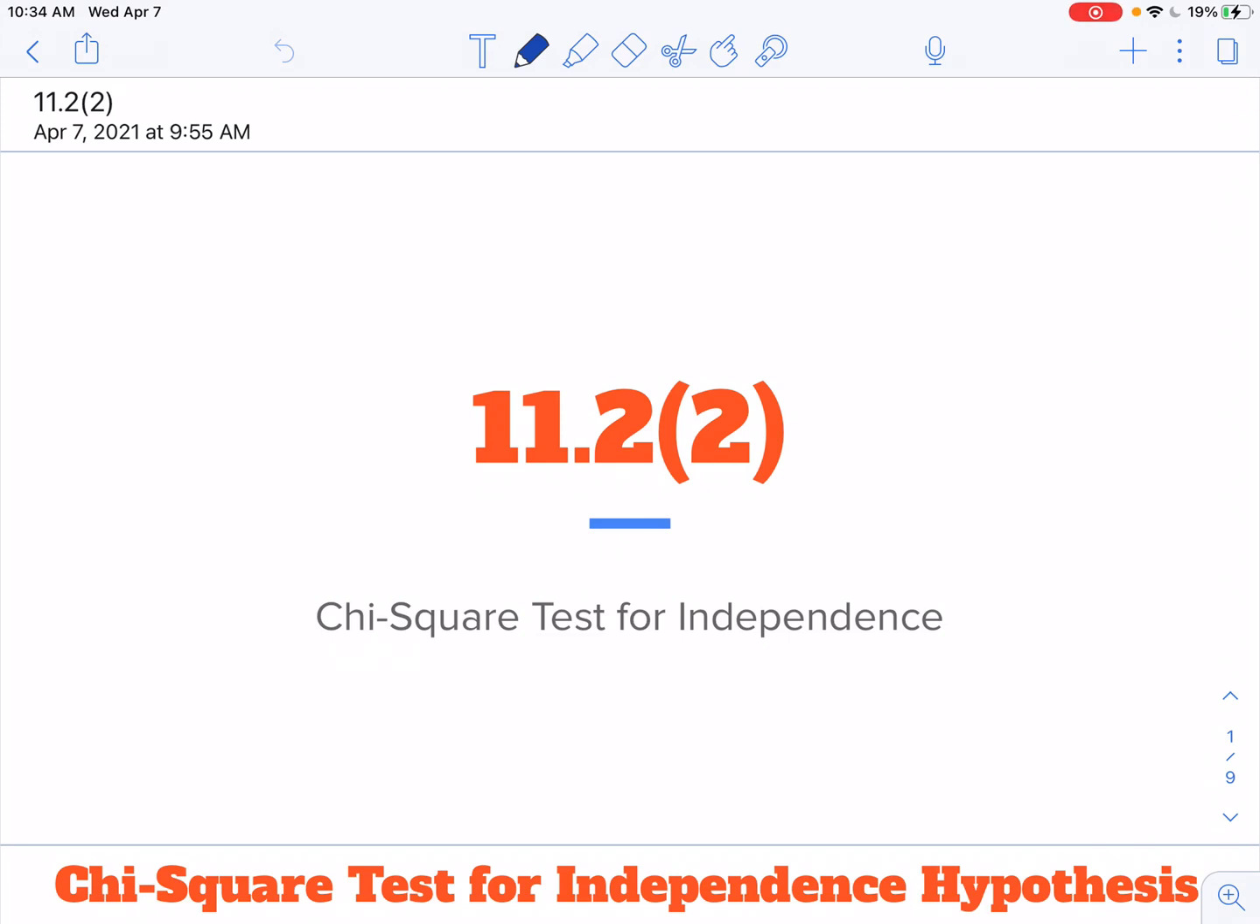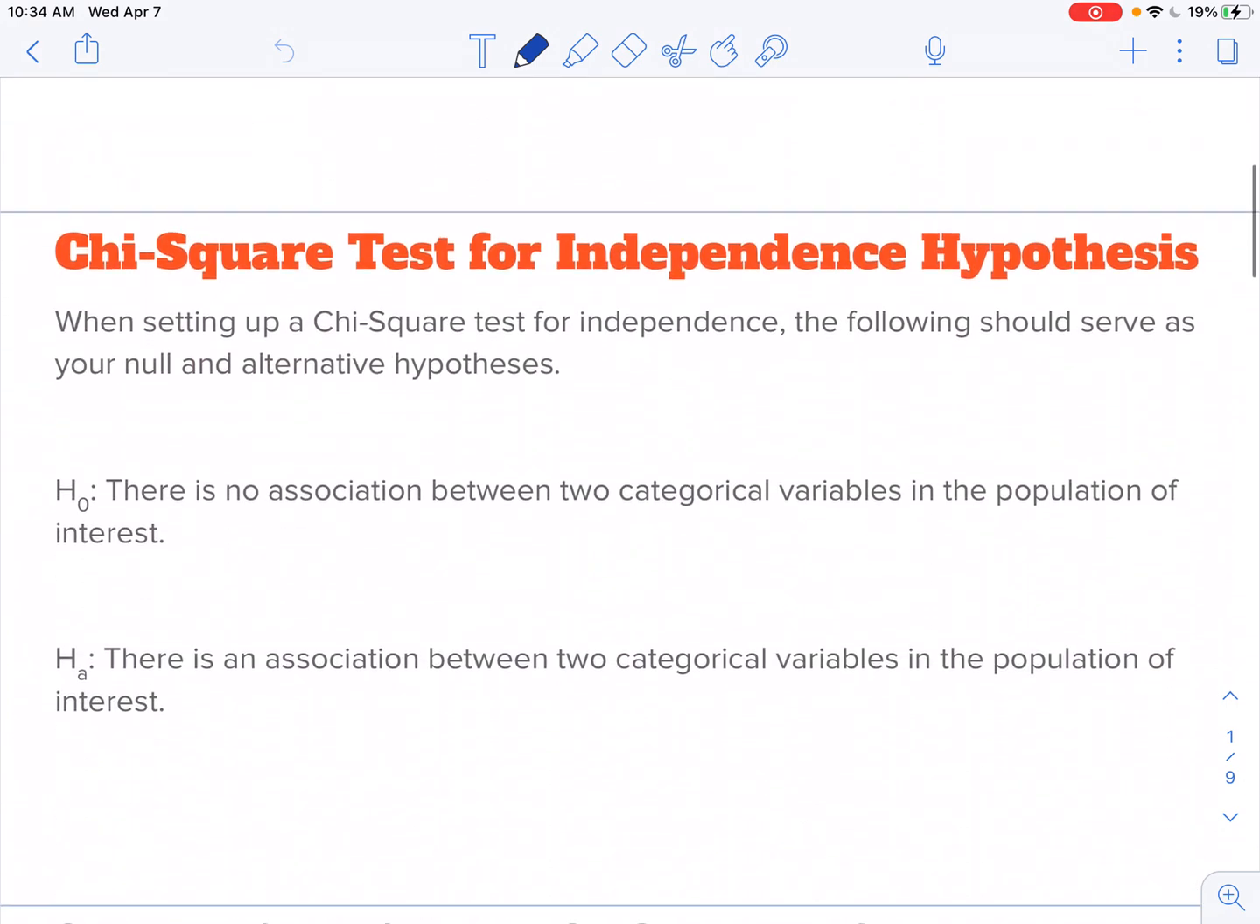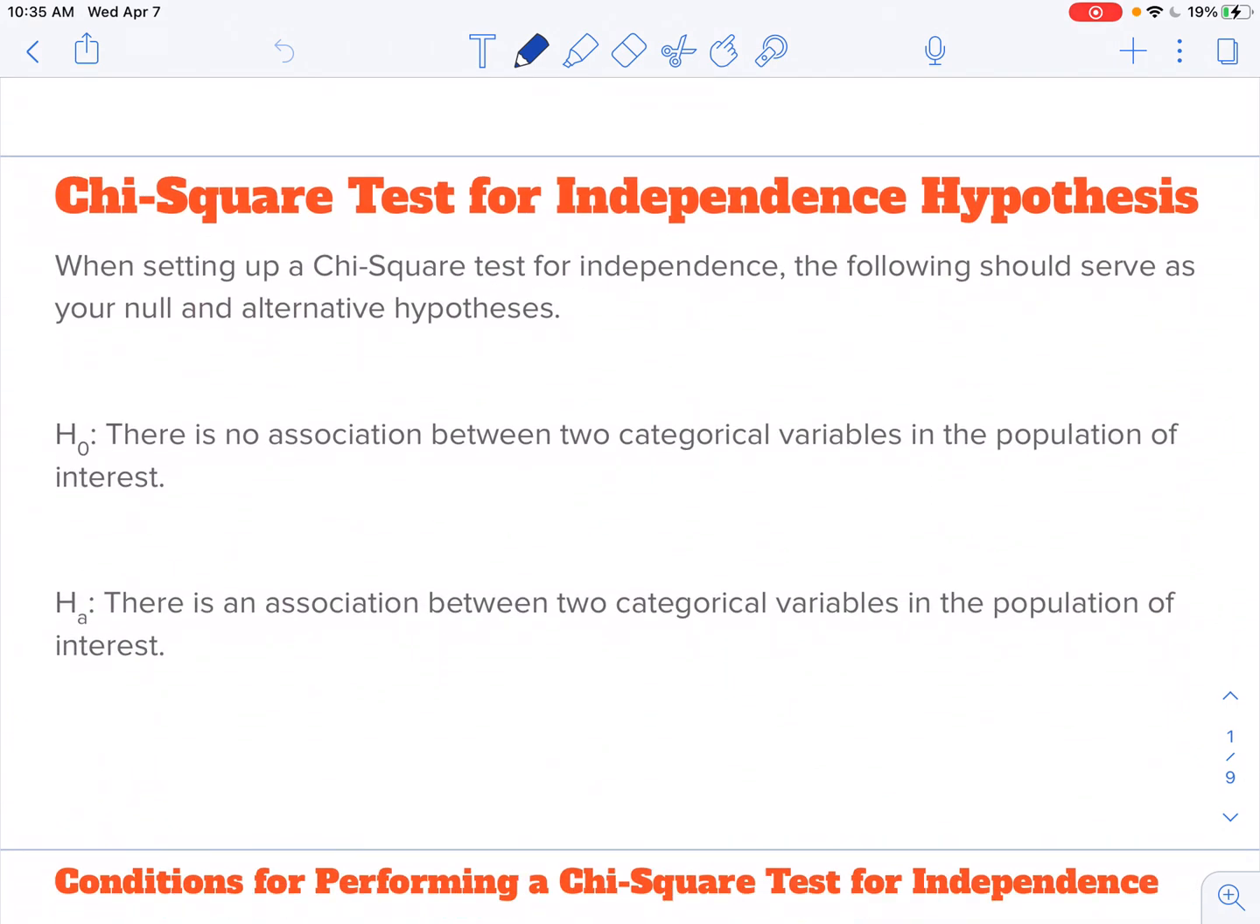These are the 11.2 Part 2 notes, and we're going to be looking at the chi-square test for independence. So the chi-square test for independence, how we set up the hypothesis: your null hypothesis is that there is no association between two categorical variables in the population of interest, and your alternative hypothesis is that there is going to be an association between two categorical variables in the population of interest.